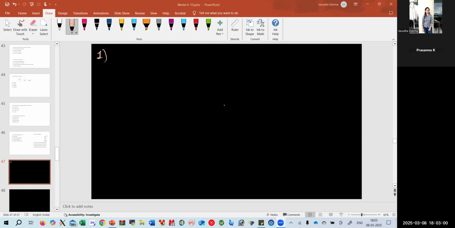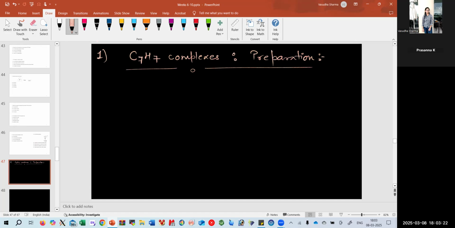For other people to join, we can have a recap of what we left off with in the last session. We were talking about C7H7 complexes, basically the preparation we started with. I hope my voice is clear. If not, please let me know. So this can be prepared by various methods. One of such methods that we have seen was sigma pi rearrangement.